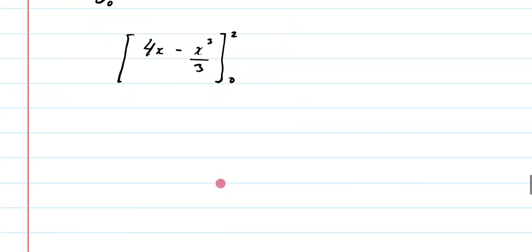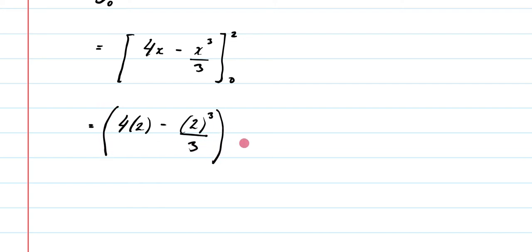We keep on going. I'm not going to put in that step of the capital F's. I'm just going to do it straight away. I'm going to put the 2 into the x spot. So it means I'm going to get 4, 2 minus 2 cubed over 3. Then I'm going to subtract 4, 0 minus 0 cubed over 3. So hopefully you can see what's going to happen there with all those zeros.